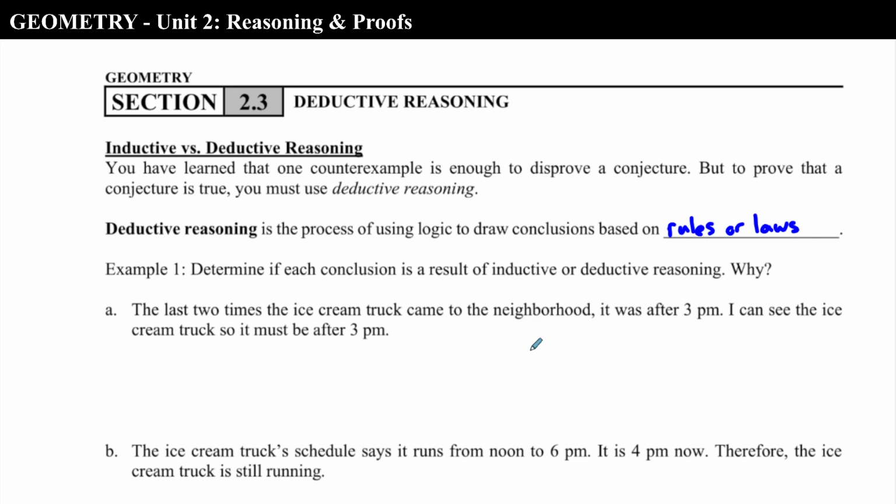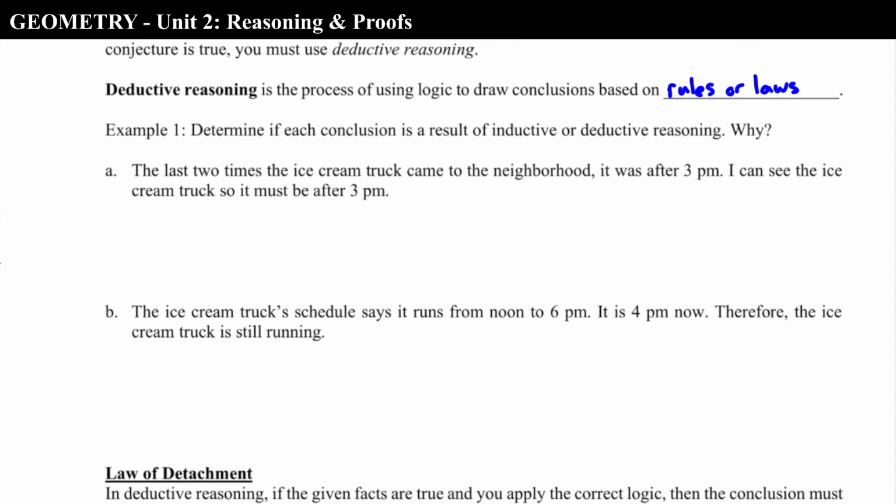Well, in deductive reasoning, we are using logic to draw conclusions based on rules or laws, which means there is some specific rule or law in place that makes our conclusion true. And those rules or laws are true. They are taken to be true. They have been shown to be true. So these rules or laws, these are basically your evidence. And that's what's going to help your conclusion hold up in a court of law, so to speak. Okay? So let's do a couple of examples here talking about the difference between the two.